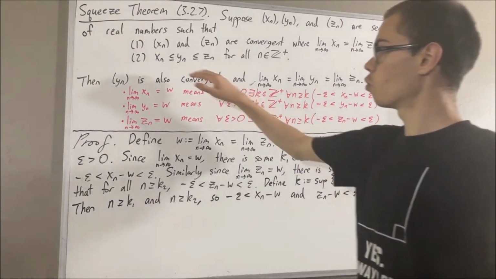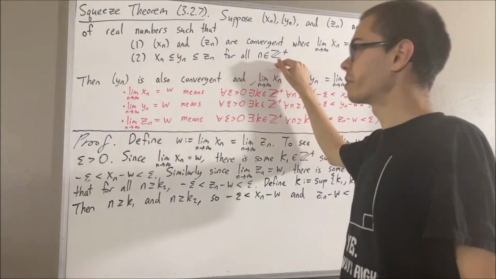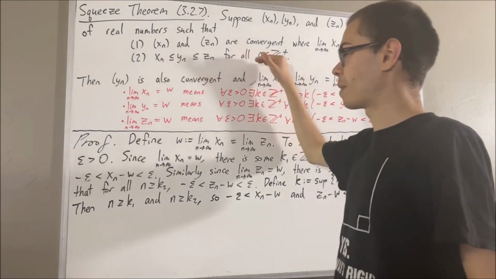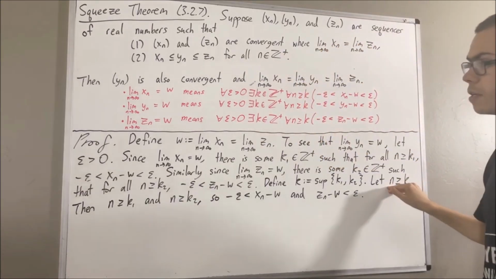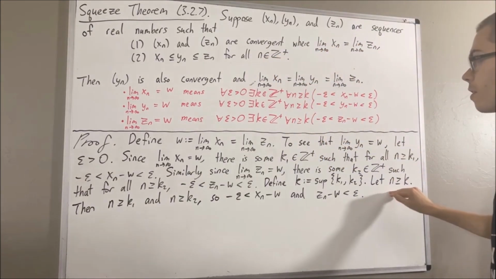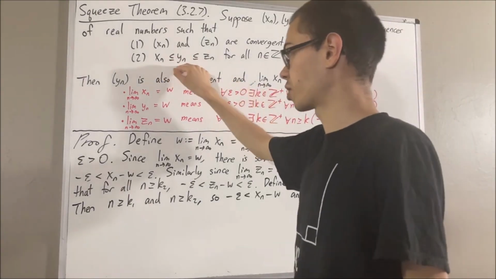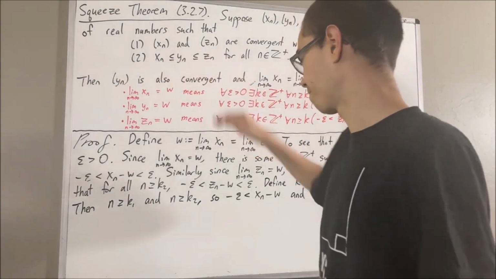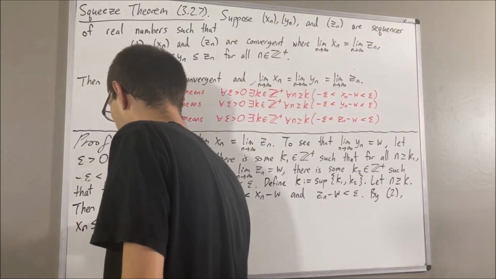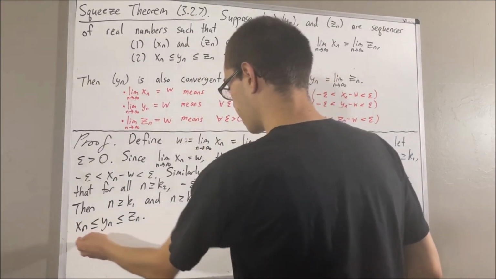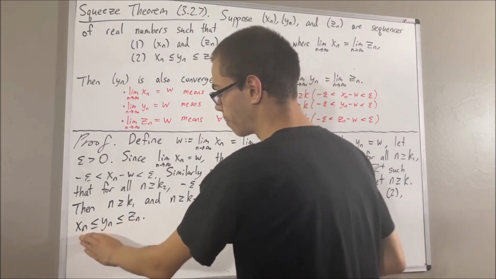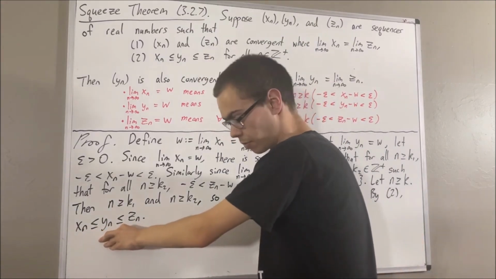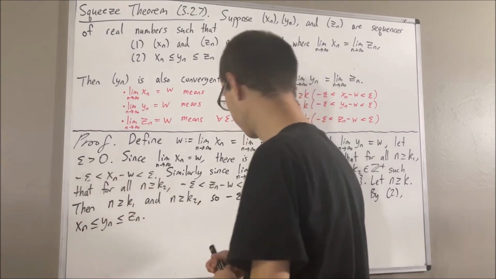But remember, we know that this statement is true, which means this holds for every positive integer. Well, so it must hold for our positive integer n. So taking n to be the n we have here, we have that xn is less than or equal to yn is less than or equal to zn. And because this inequality is true, we can subtract w on all three sides, and we get that xn minus w is less than or equal to yn minus w is less than or equal to zn minus w.